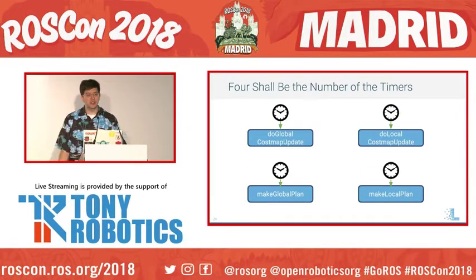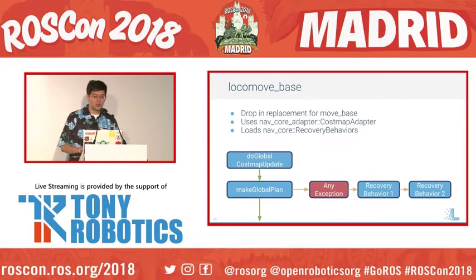And you can take it further. You can make 4 different timers for each of the different components. This is much like what MoveBase does, where each of them runs on a different update cycle. And in fact, we made a replacement specifically for MoveBase, called LocoMoveBase, that you can drop in. It allows you to use your previous cost maps, so the same cost map 2D ROS, but then also load NavCore recovery behaviors, so that when, for example, your global plan fails, on any exception, it will go through the static list of recovery behaviors, just like MoveBase would.